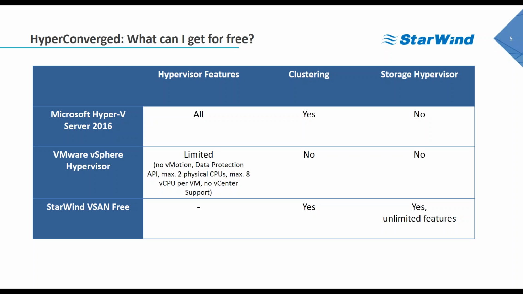Basically, Microsoft Hyper-V Server 2016 gives you all the features it has for free. Of course, you can build a Hyper-V cluster. As for VMware vSphere Hypervisor, we know it comes with limited features: there is no vMotion, no data protection API, some limitations on CPUs, and unfortunately no clustering. As for StarWind Virtual SAN, since we're a software-defined storage solution, we offer you, of course, clustering. You can build a storage cluster using StarWind Virtual SAN, and we offer you unlimited features from the storage hypervisor standpoint. So basically, you can use everything that StarWind Virtual SAN has inside.